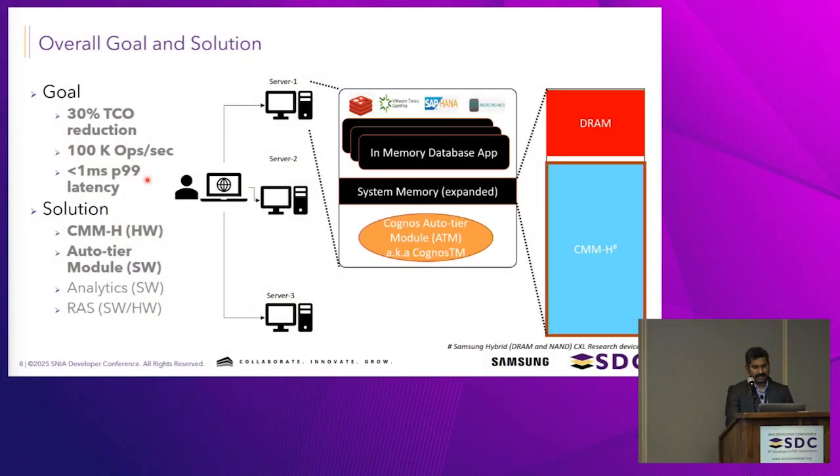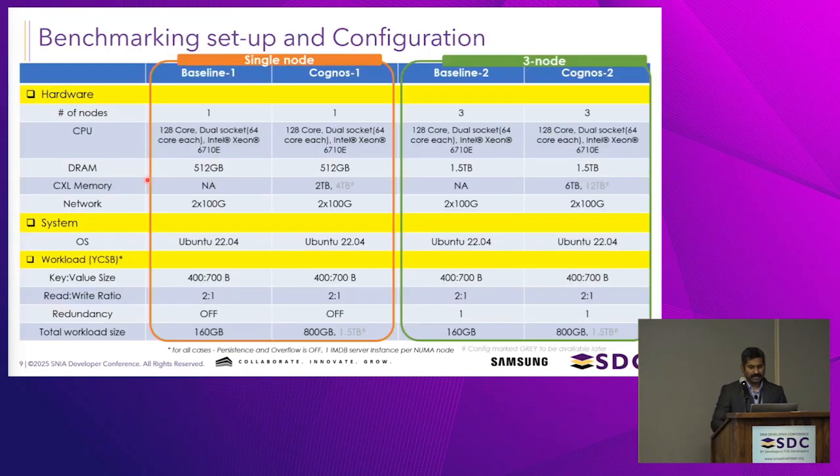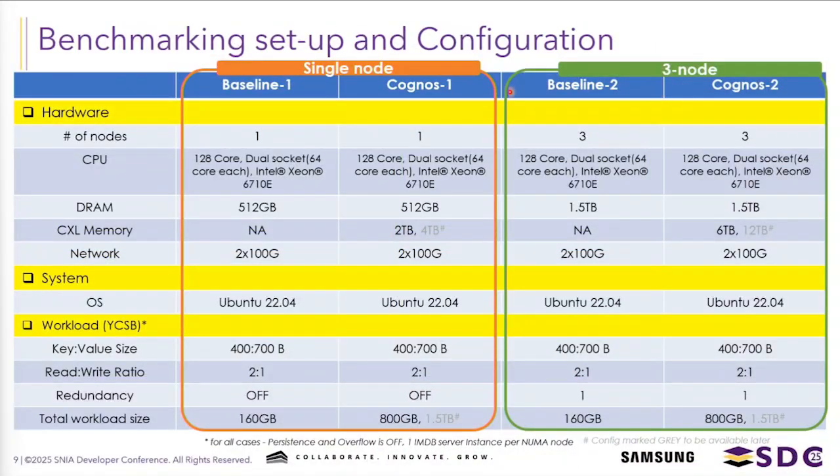Okay. All right. So going a little bit further into our experiment. This is the setup which we used. We had 2 sets of experiments. One is we ran it on a single node and the 3 node, as I mentioned. We used the Intel SRF machine. It's a dual socket machine, total 128 cores. And each node had 512 gig of DRAM.